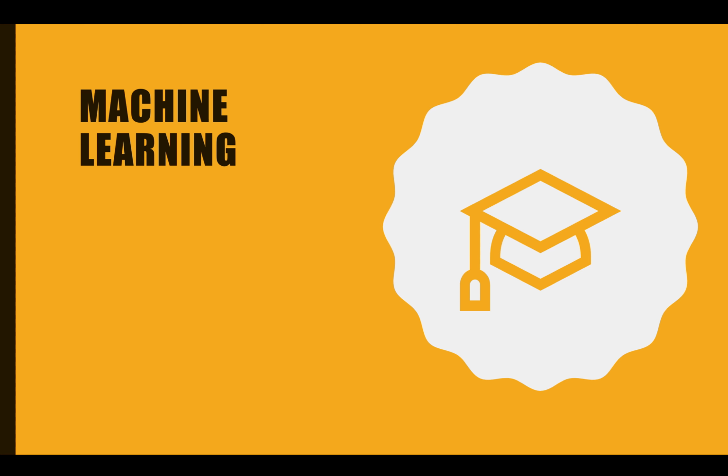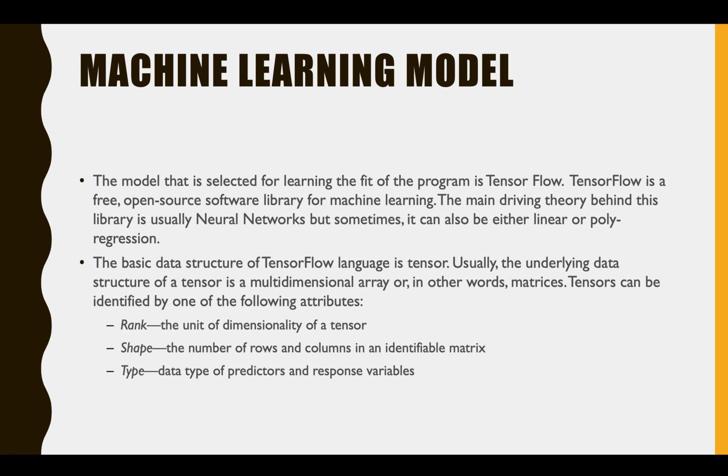I want to talk a little bit about the machine learning model. So the machine learning model is TensorFlow. TensorFlow might sound complicated, but at the end of the day, it's just a neural network. It has a lot of different components strung up together, kind of like in a graph-like data structure, where each node is a tensor. The main driving theory behind this library is using neural networks, but sometimes it can also be either linear or poly regression. So for this model, I'm using linear regression.